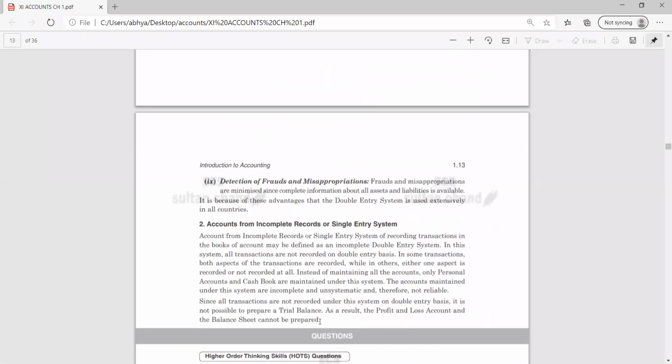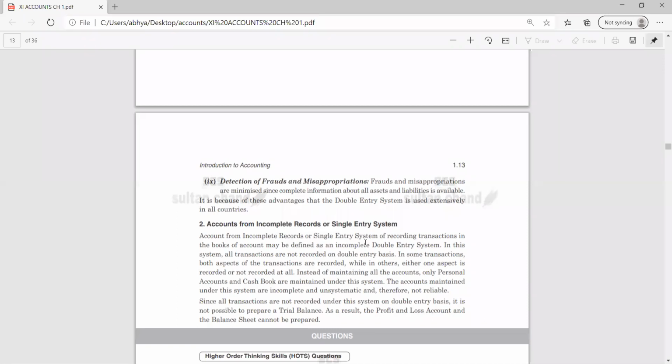Last topic: accounting from incomplete records, or the single entry system. In the complete book of accounting, the whole book follows the double entry system. There is only one chapter at the end of this book in which we follow the single entry system. Single entry, as the name implies, does not mean that only one aspect will be recorded. Sometimes students misconceive this as only one aspect of the transaction being recorded.